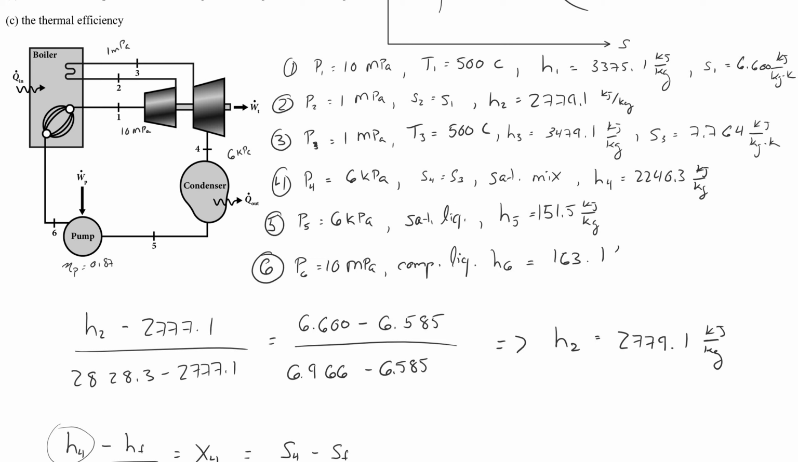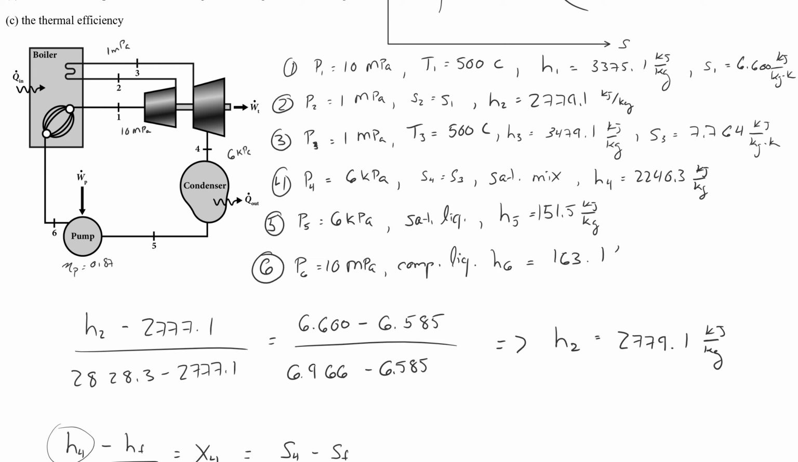Okay, so now I have an enthalpy at every state in my cycle. So now the world's my oyster. I can really calculate anything that I'm asked to. Before we do that, let's go ahead and draw this cycle on a TS diagram.